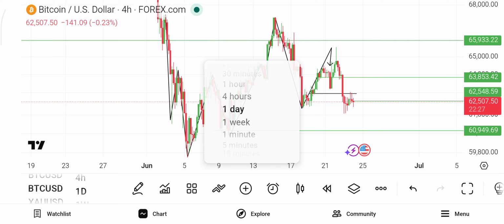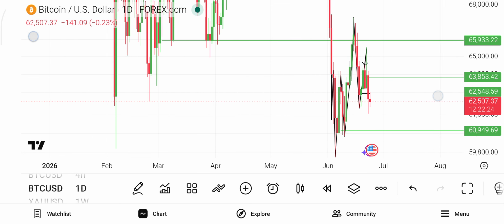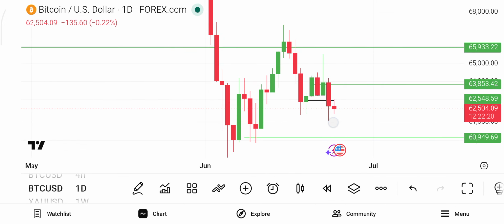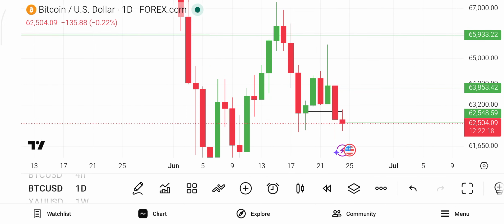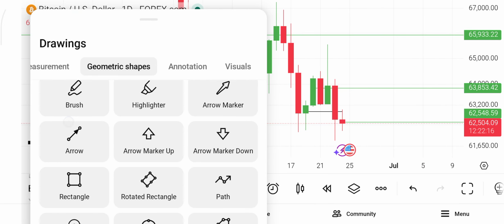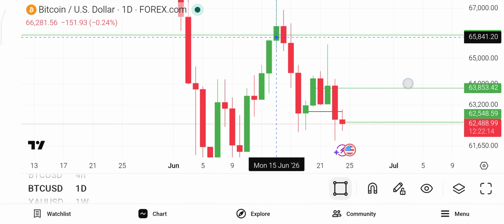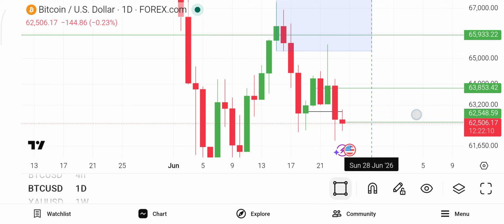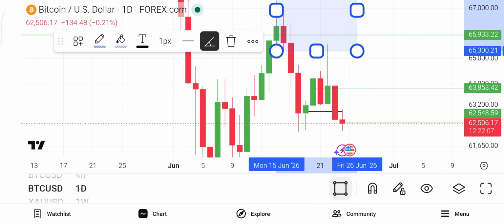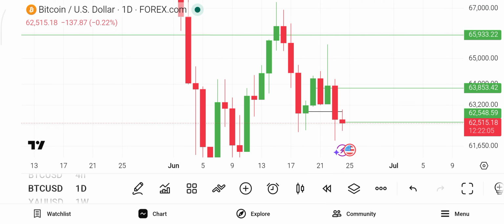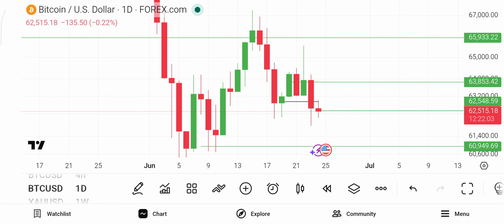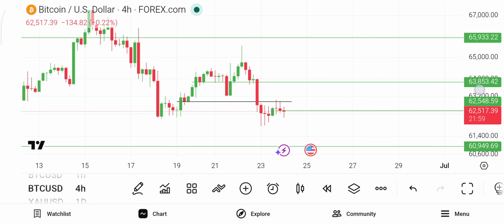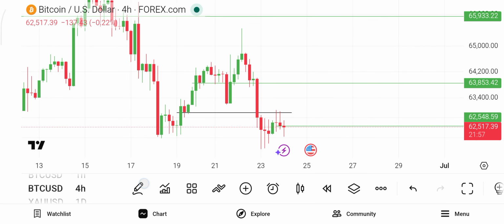I quickly went down to daily time frame to see what the structure shows there. Let me delete this. I went to a daily time frame and I found out that we just retest our supply zone here. Look at it. So immediately as I find out that we just retest that supply zone, I went down to 4 hours time frame again and look at it.